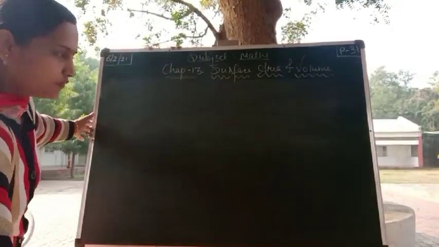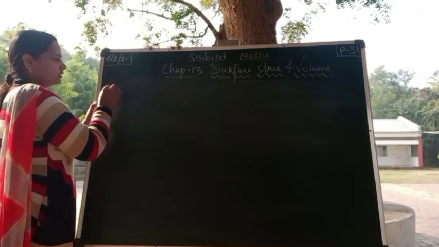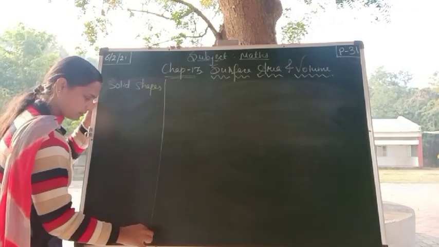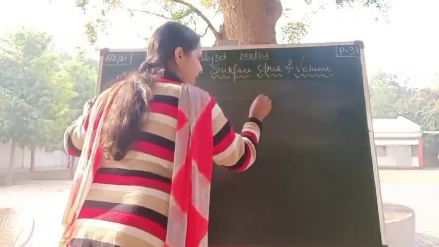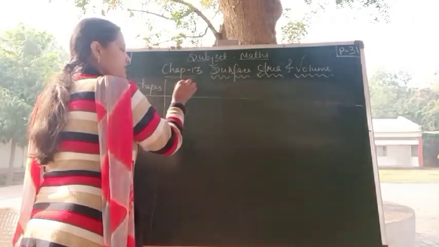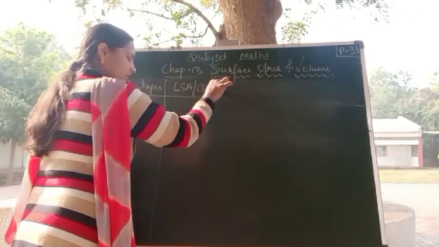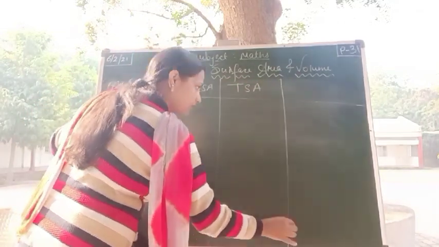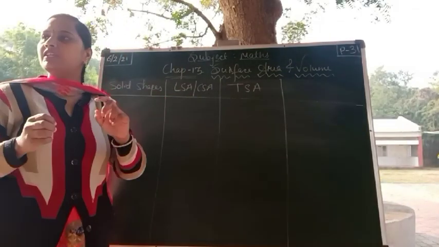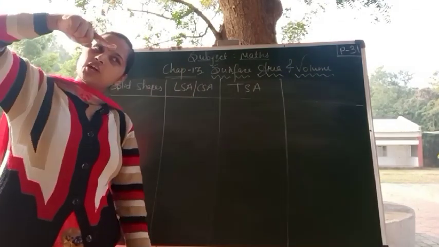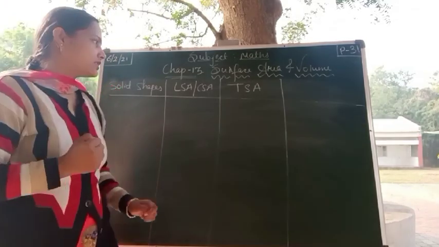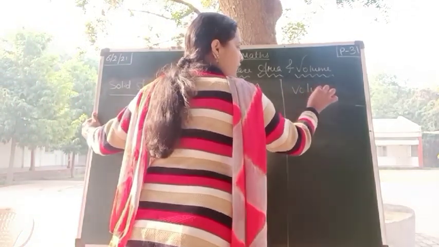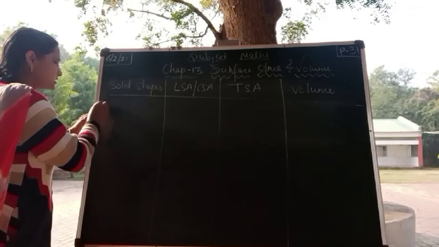Okay. So first I will make the columns here: solid shape. Next is lateral surface area or curved surface area. Next is total surface area. And total means in which? Lateral surface area plus top surface plus bottom surface. Means all the surfaces. We will include all the surfaces. And the next is volume of solid shapes. So first I will take cuboid.